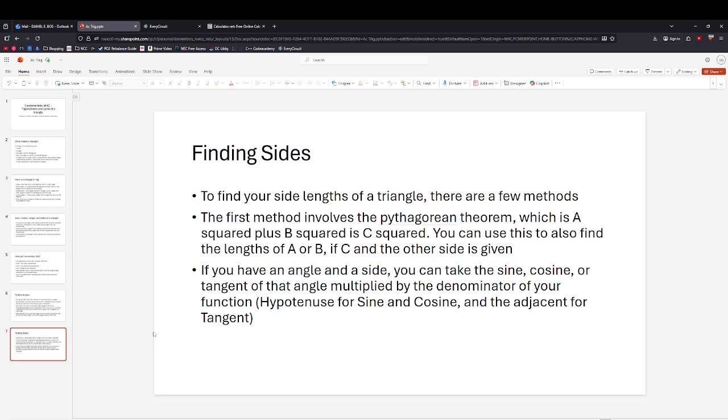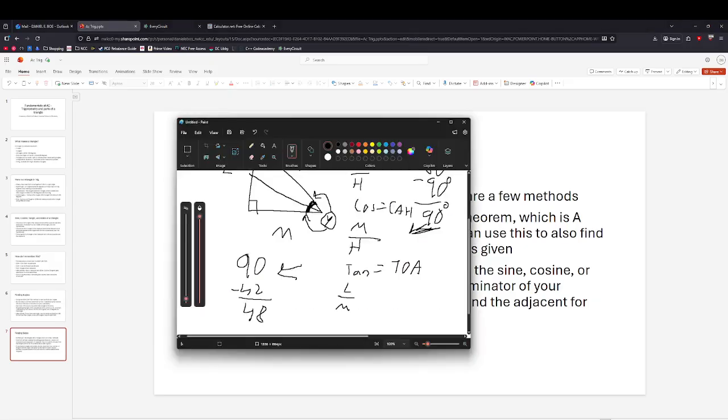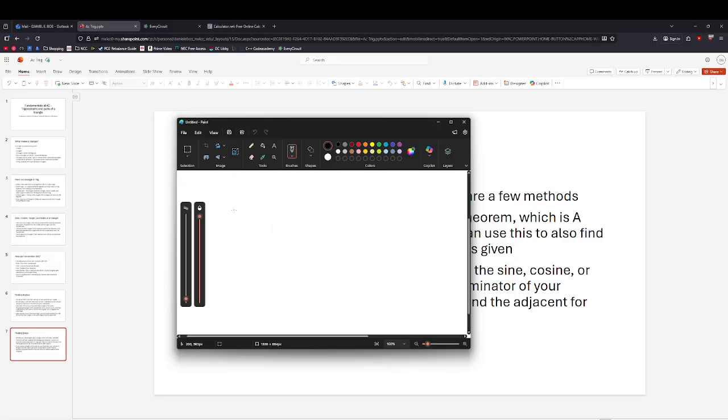Now, the first way that you can find your sides is by using the Pythagorean theorem, which is if you know two of your sides and you don't know the other one. So, with the Pythagorean theorem, a squared plus b squared is c squared. We all know that. However, if you need to find b squared, what you can do is subtract b squared from both sides. You get a squared equals c squared minus b squared, I think. Yeah.